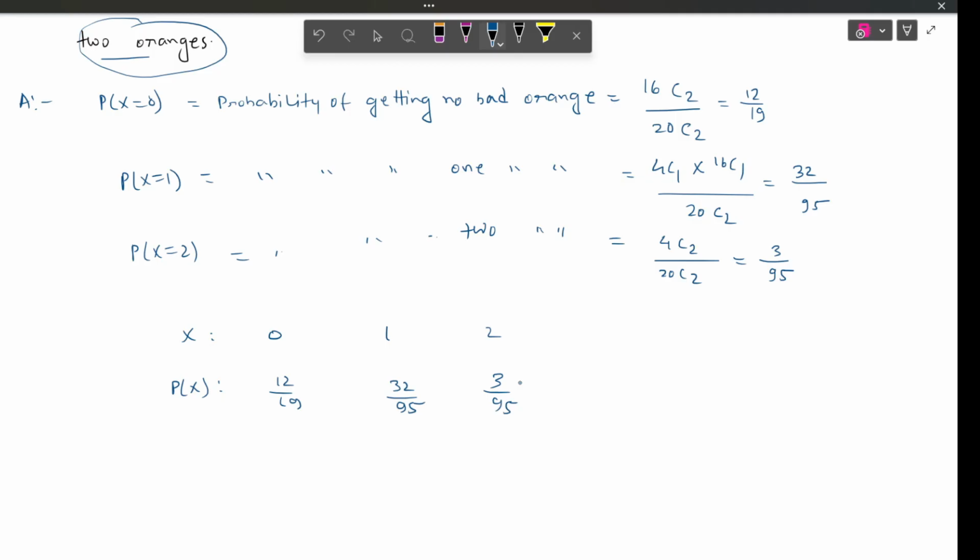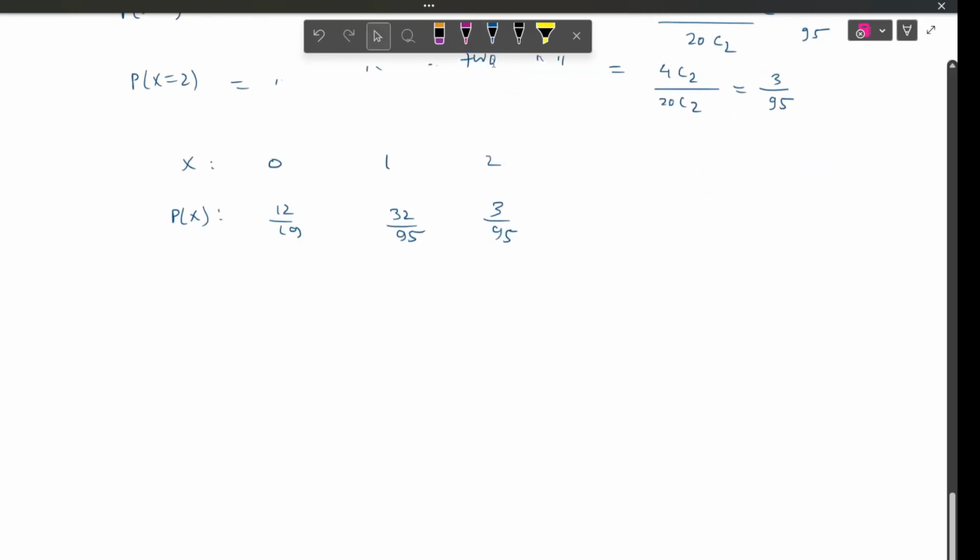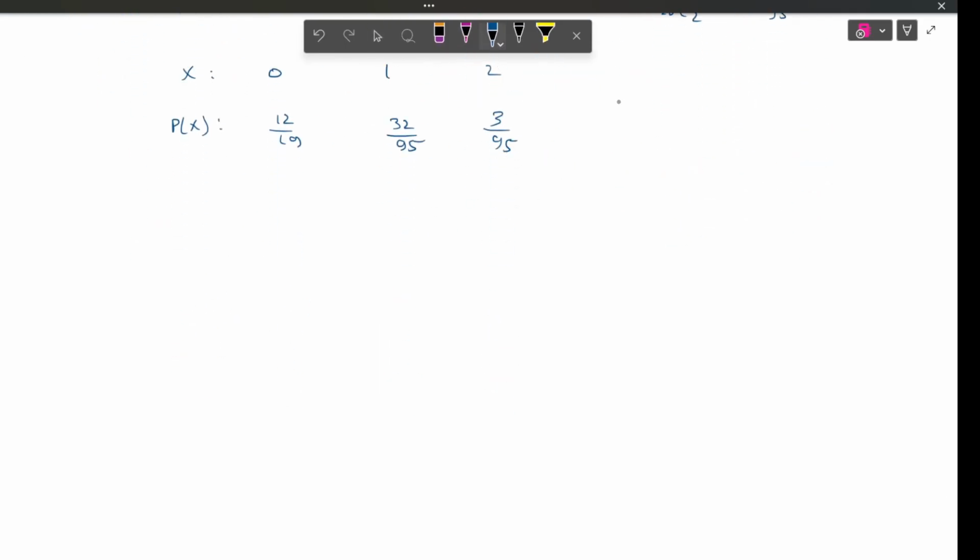See, this type of problems are actually very easy if you concentrate and if you know how to solve this type of problem. It would be very easy and it is very scoring. Now let's see another question.